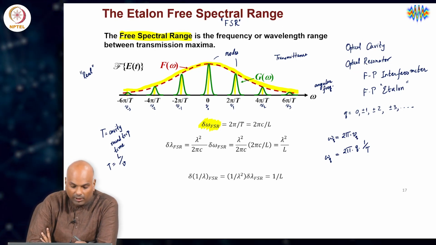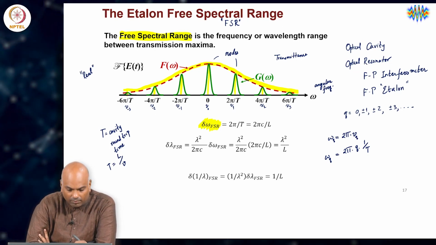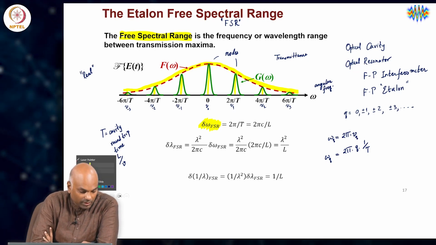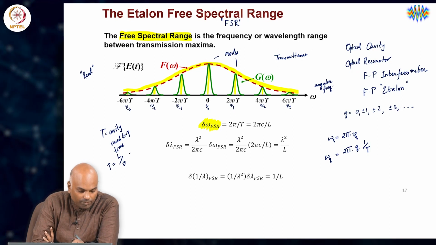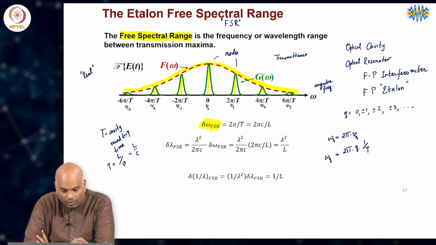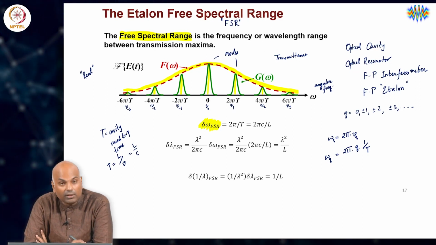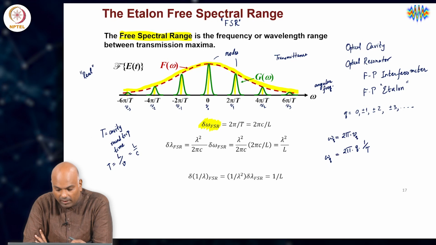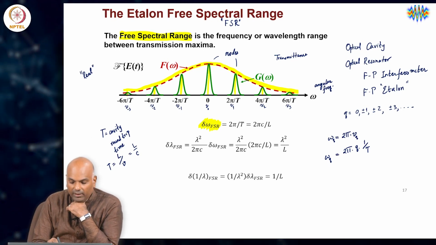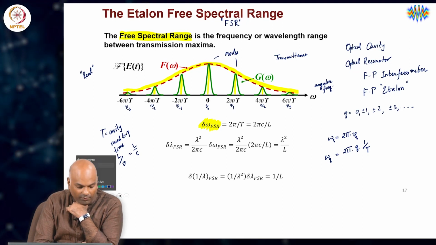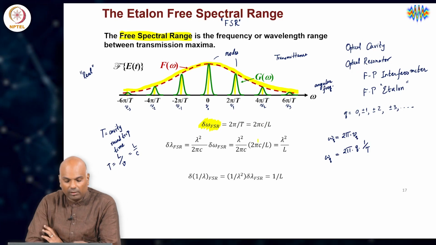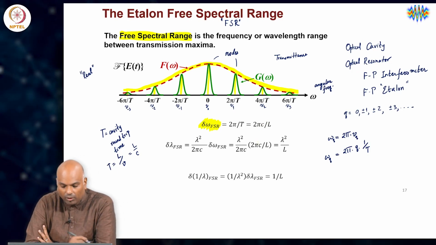I have used the symbol v for velocity here, but if it is in vacuum, we typically use c for the speed of light, which is what is used throughout. So, let us write down t as t is equal to L by c, and if we do that, then t being L by c, delta nu FSR is simply 2 pi c by L.